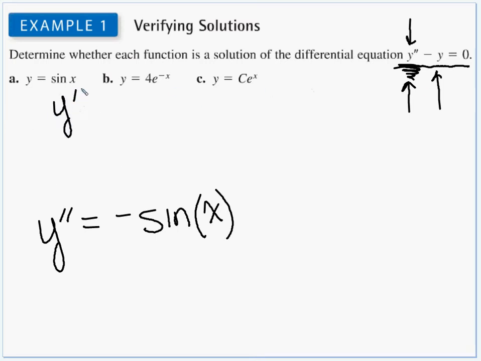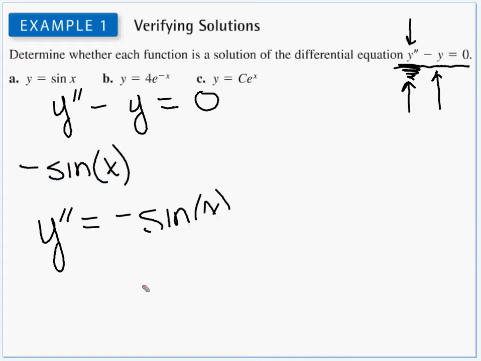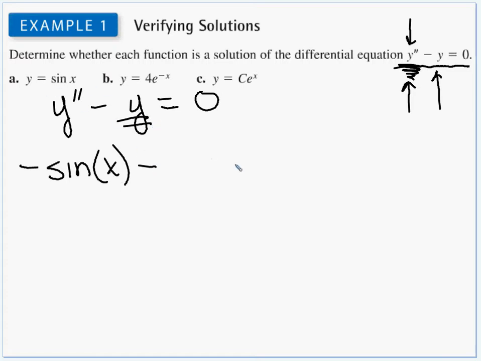So y double prime minus y, does that equal 0? Well, this y double prime, we just found that. That is the negative sine of x. And then we're going to do minus y, that's our original function, sine of x. Does that equal 0? Well, if this was a plus here, it would. We'd have a negative sign plus sign, that would equal 0.